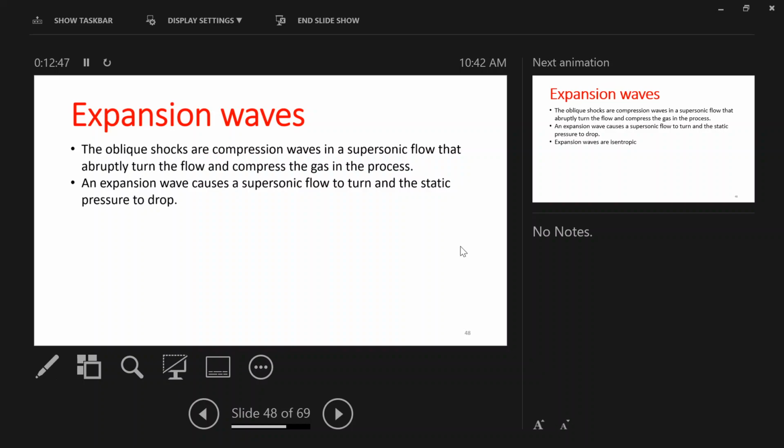Are there any questions so far? So an oblique shock wave acts in the opposite direction of an expansion wave. Expansion waves are isentropic.